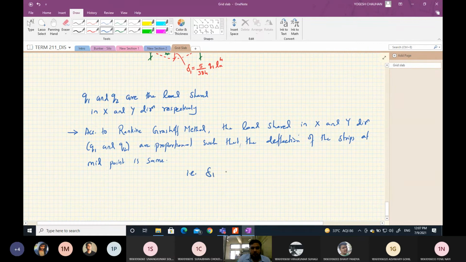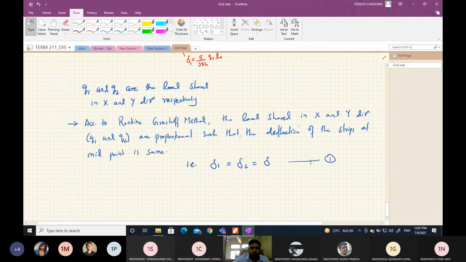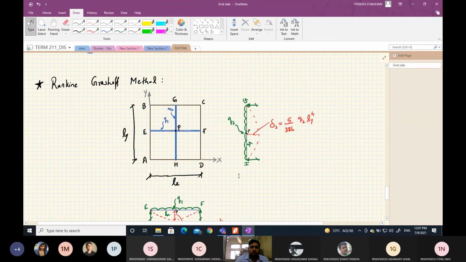That is delta 1 equals to delta 2 equals to delta. Okay, mark this as number 1. And also Q1 plus Q2 will be equal to Q, where Q is the intensity of the load on the slab.